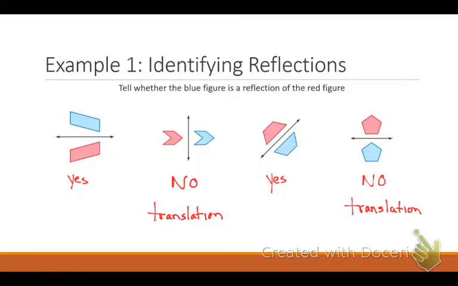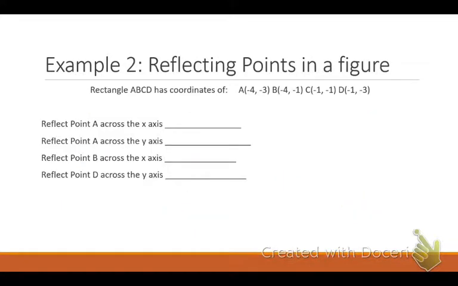Okay, easy. So now we're going to practice reflecting ordered pairs. So we're not actually going to the full reflecting an image. We're just practicing reflecting ordered pairs according to the directions. So it says reflect point A. So I'm going to focus on point A. Reflect point A across the x-axis.